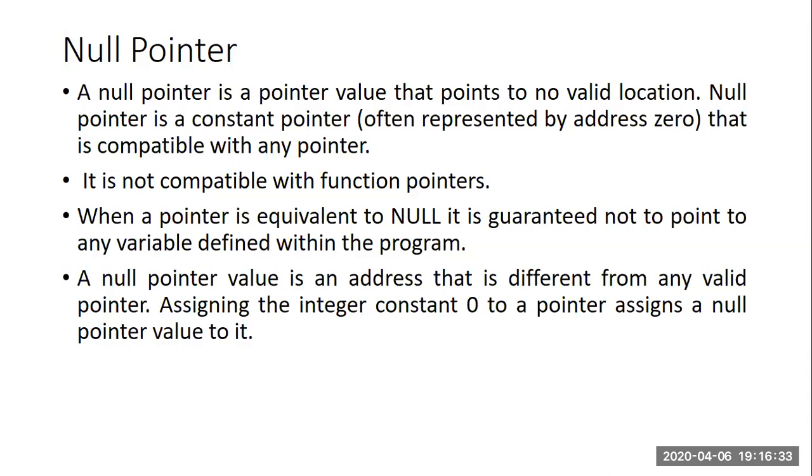A null pointer is an address that is different from any valid pointer, and assigning the integer constant 0 to a pointer assigns a null pointer value to it. Let me explain this point through a program.